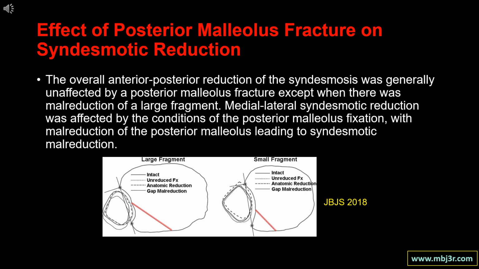Effect of posterior malleolar fracture on syndesmotic reduction. The overall anterior posterior reduction of the syndesmosis was generally unaffected by a posterior malleolar fracture except when there was a malreduction of a large fragment. Medial and lateral syndesmotic reduction was affected by the conditions of the posterior malleolar fixation, with the malreduction of the posterior malleolus leading to syndesmotic malreduction. We have to reduce the posterior malleolus fragment if it is big.